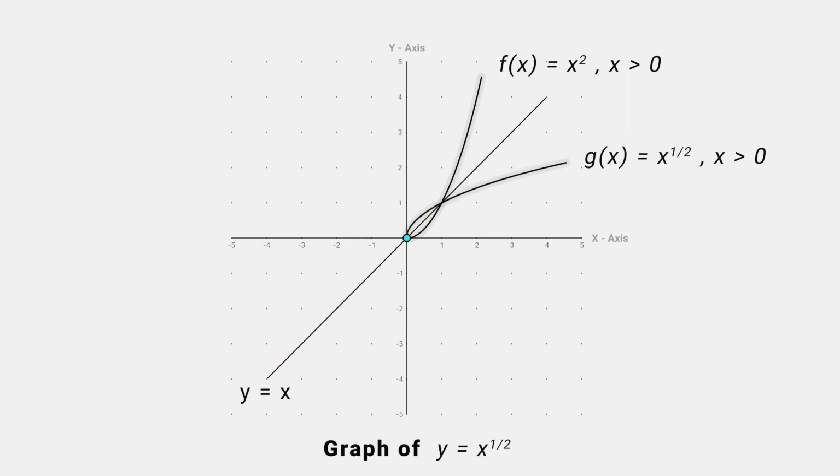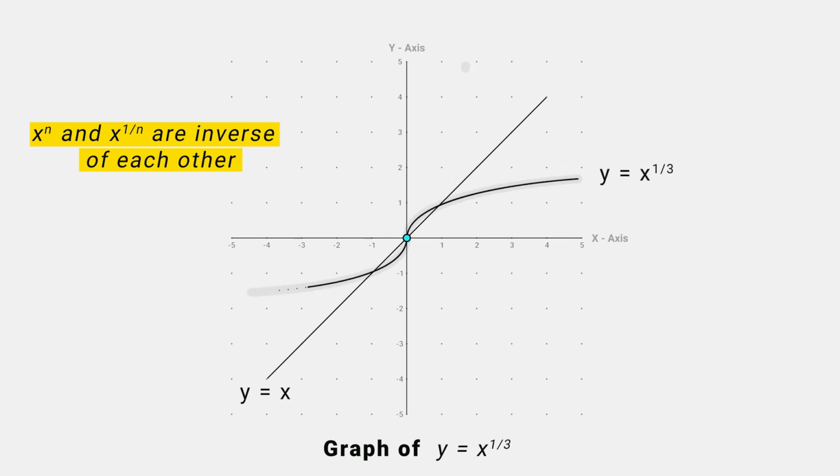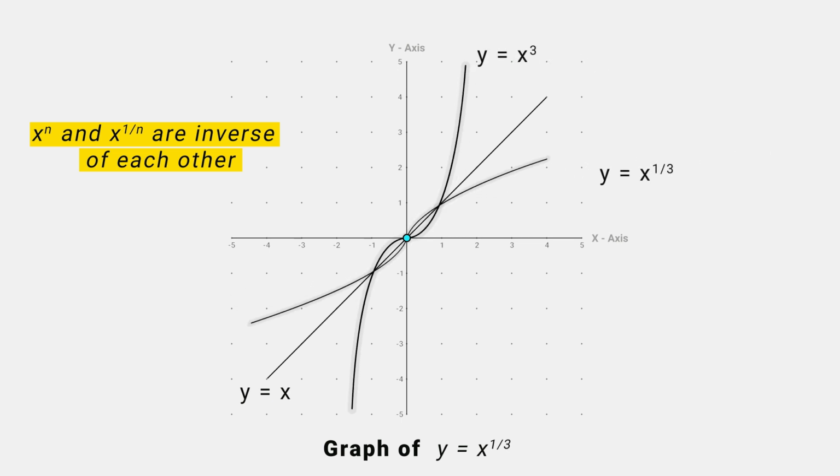Similarly, we can say that x raised to power n and x raised to power 1 by n are inverse of each other. So the graph of x raised to power 1 by 3 is inverse of x cube. Similarly, x raised to power 1 by 2n is inverse of x raised to power 2n.